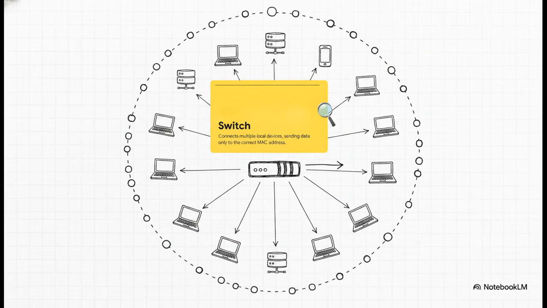Now, connecting two devices? That's easy. But what if you need to connect, say, 50 computers? You definitely can't just run a tangled mess of cables between every single pair, right? That is exactly where the switch comes in. A switch is basically a smart central hub that connects multiple local devices together. It's really clever too. It reads the destination MAC address on every piece of incoming data and then actively routes it only to that correct specific device. But there is a catch. Switches only work locally. They're completely confined to their own little bubble.